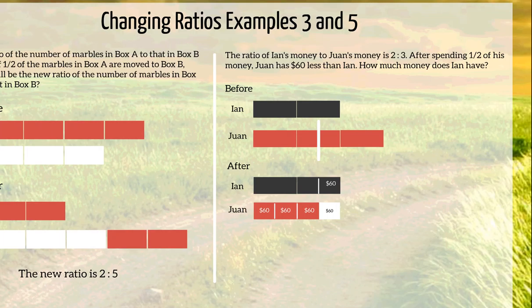So this is 60, 60, and 60. Now we know from here that Ian has $240 because it's 60 plus 60 plus 60 plus 60. 240. And this is the answer.